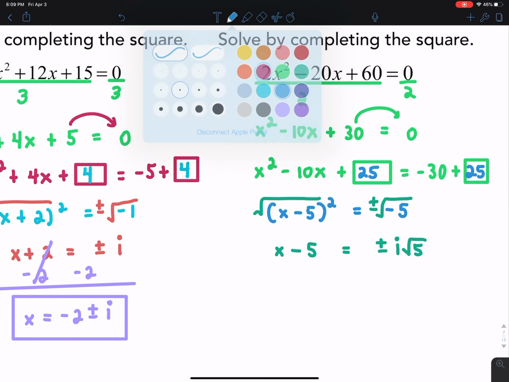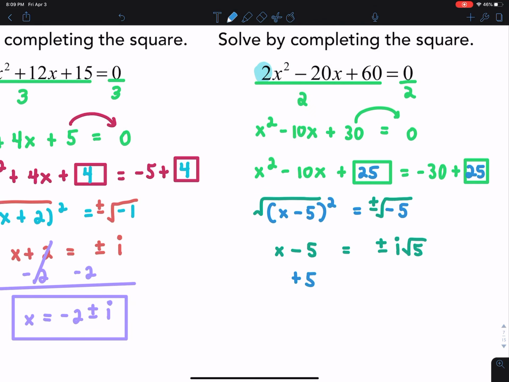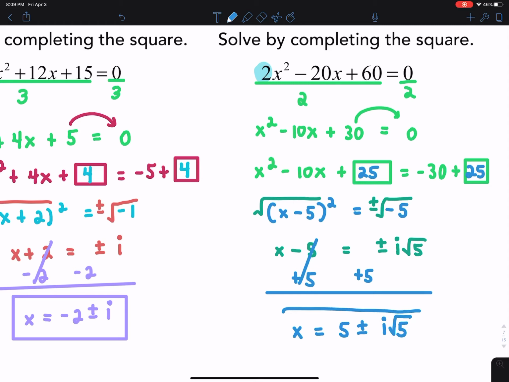And then we can add 5 to both sides, always in front of your plus minus operator. So x equals 5 plus or minus i times the square root of 5. So one root is 5 plus i times the square root of 5, and the other is 5 minus i times the square root of 5.